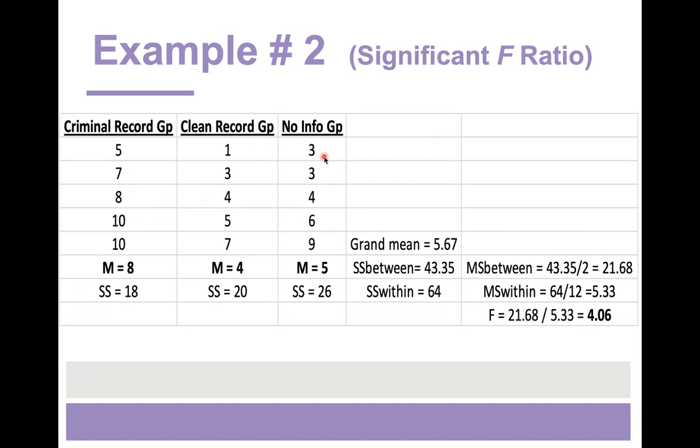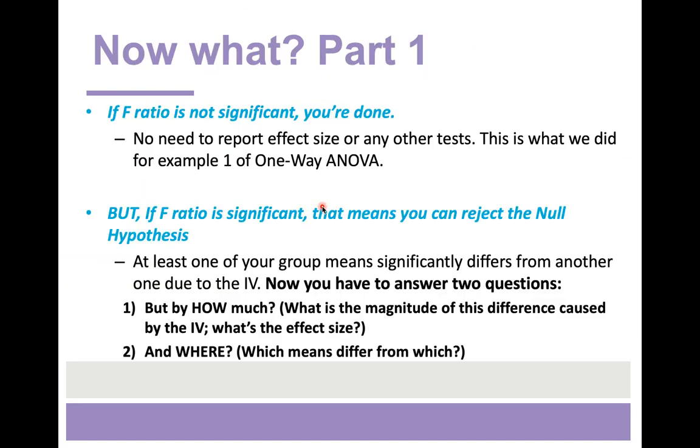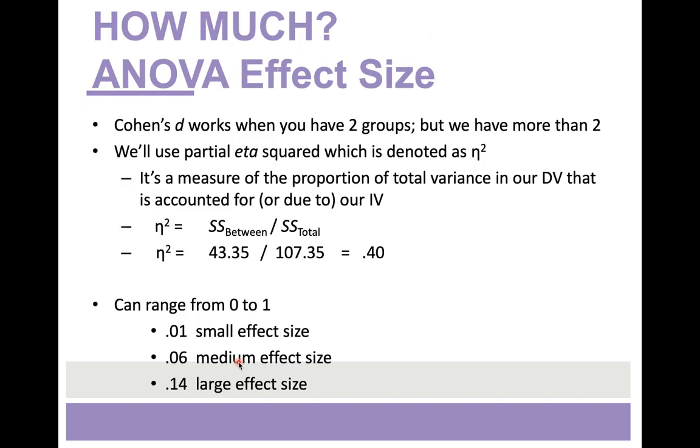The ANOVA tells us simply that a difference exists somewhere between our groups. It doesn't tell us where. It doesn't tell us which groups differ from which other groups. That is not information that's included in our ANOVA. The ANOVA simply says something is happening here. I don't know what, but something is happening. So we need to understand the magnitude, and then we need to understand the location of the difference, if you will.